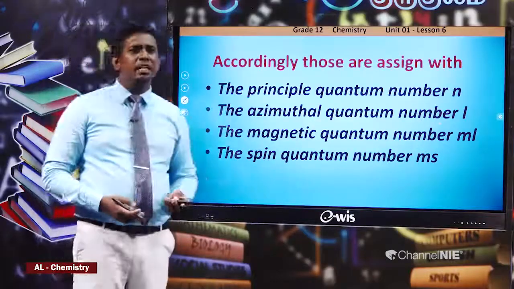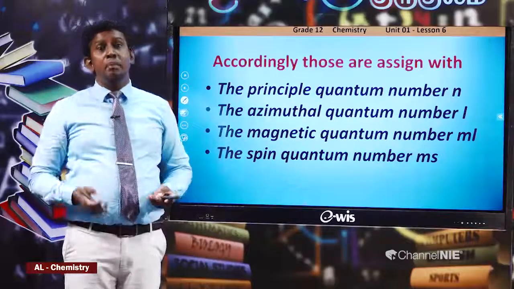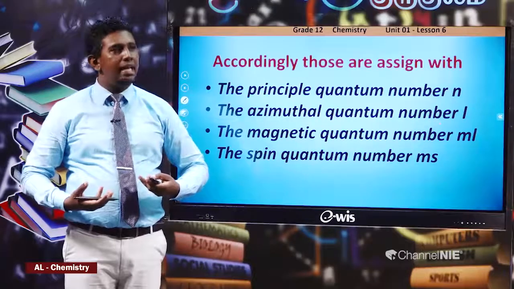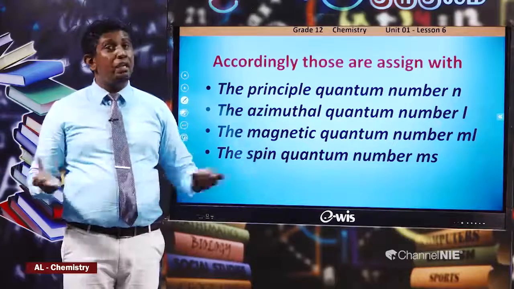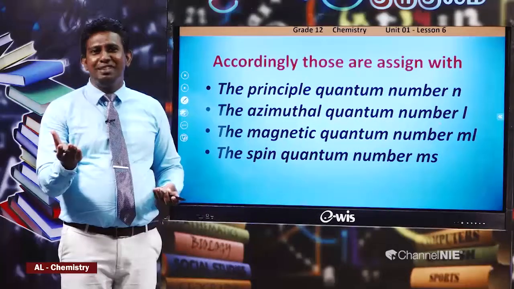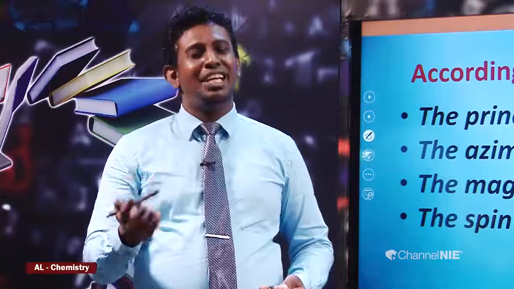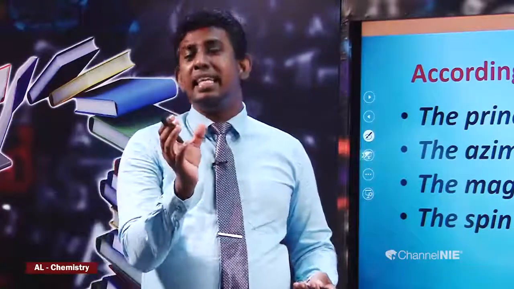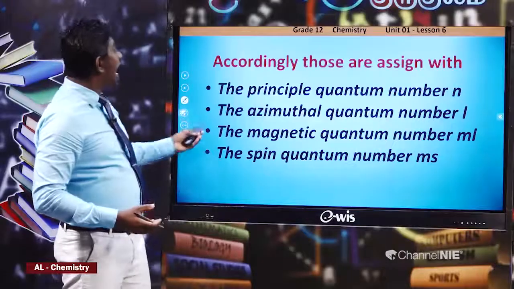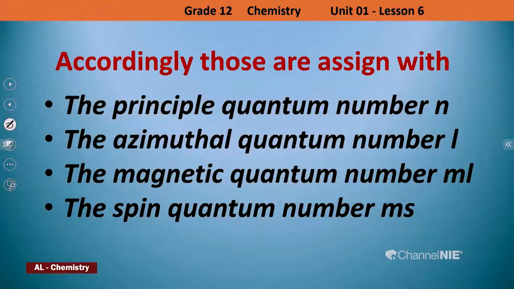Then secondly, it's the subshell within that shell that you have this electron in. Based on the subshell, you give the subshell quantum number. Any s you denote with 0, any p you denote with 1, any d you denote with 2, any f you denote with 3. So the second number within this set stands for the subshell. We call it the azimuthal quantum number or angular momentum quantum number as well.